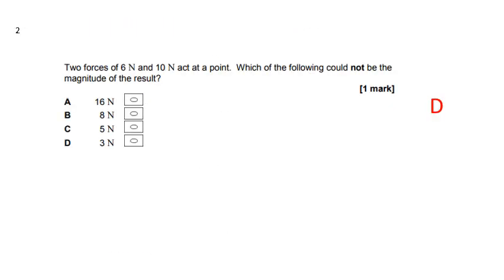Two forces of 6 and 10, which of the following could not be the magnitude of the resultant? Well, the biggest that the magnitude could be is if you had the 10 and the 6 in the same direction, then it would be 16. The smallest it could be is if you had the 10 and the 6 in opposite directions, and if that was the case, then the resultant would be 4. So basically, it can't be less than 4, so D is rubbish, so that's the answer.